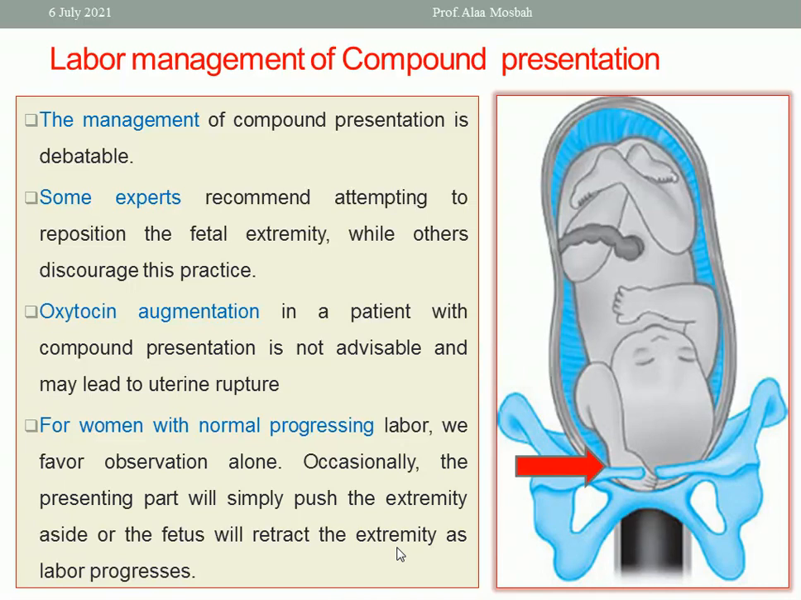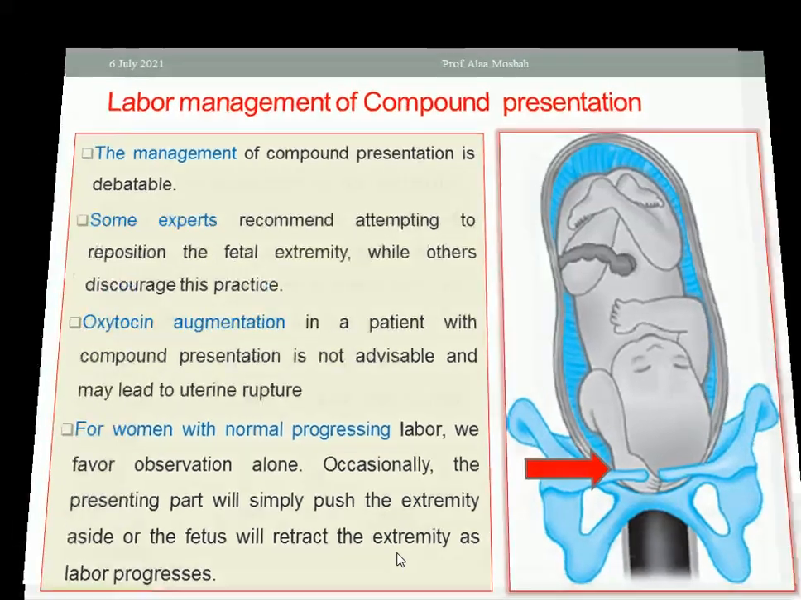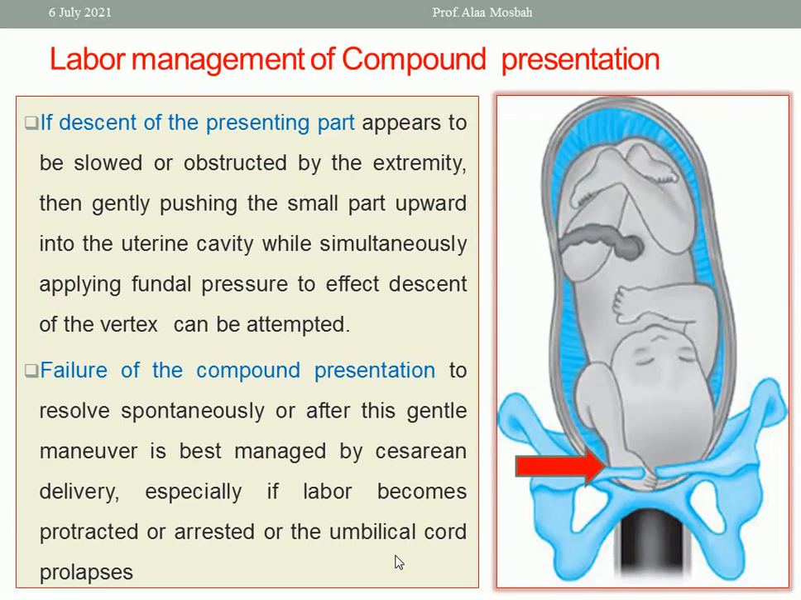Occasionally, the presenting part will simply push the extremity aside, or the fetus will retract the extremity as labor progresses. If descent of the presenting part appears to be slowed or obstructed by the extremity, then gently push the small part upward into the trunk cavity, as I mentioned before, with simultaneous fundal pressure by the assistant.